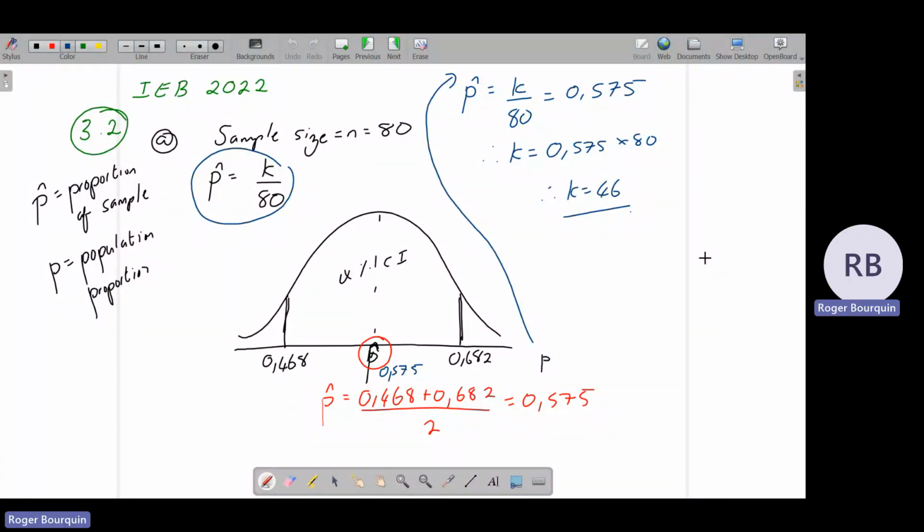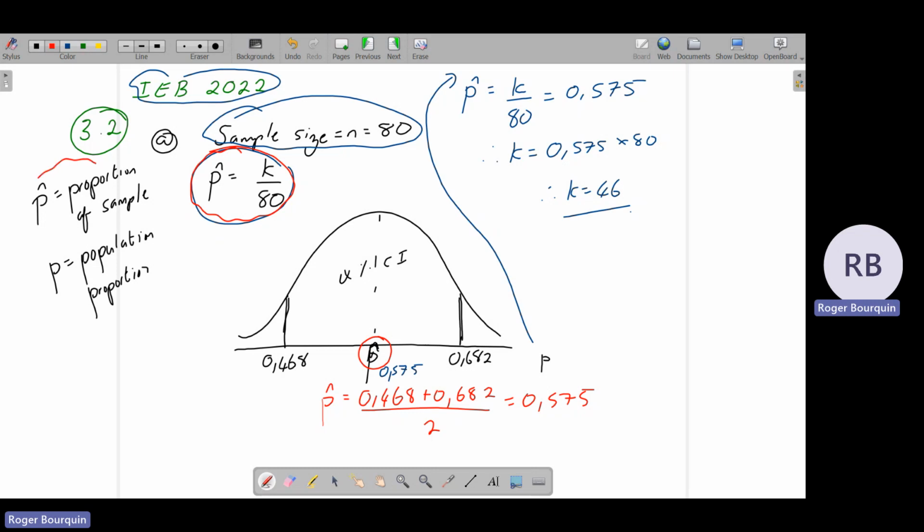Right, question. This is IEB 2022 stats final paper, question 3.2. It says a random sample of 80 people from a political party were asked whether they were planning to vote in the next election. K people said they were ready to vote. So in other words, the proportion in the sample who are intending to vote is equal to K over 80.